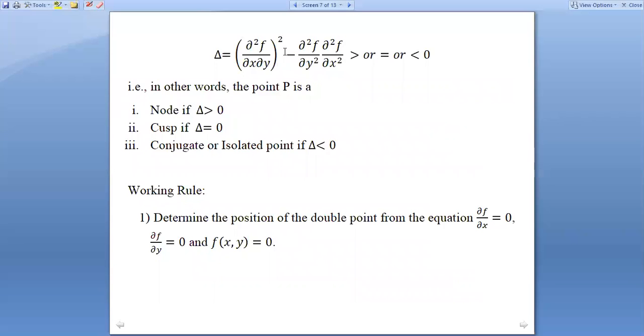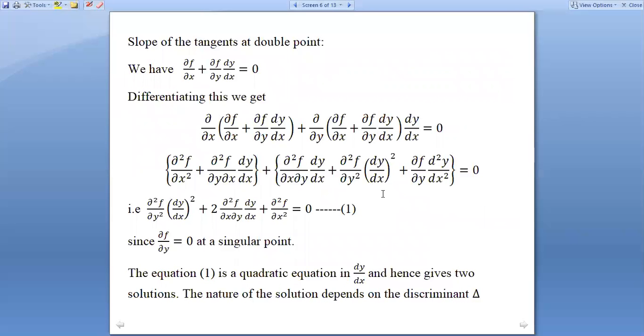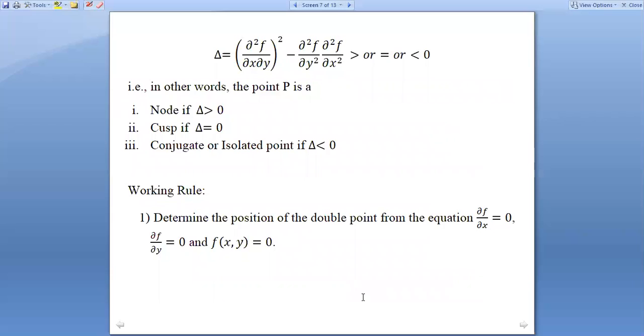If delta is equal to 0, you will have only one solution. So you will have only one single tangent. So that's why it becomes a cusp. And when delta is less than 0, it is an imaginary number. So you will get this as a conjugate or isolated point. When I say the solution, it is the solution for dy by dx, and dy by dx gives the slope of the tangent.